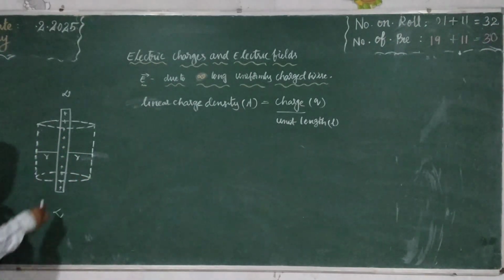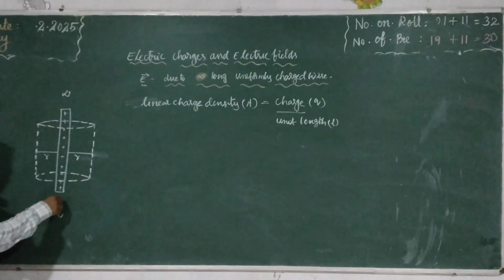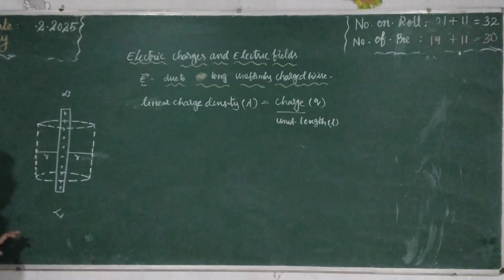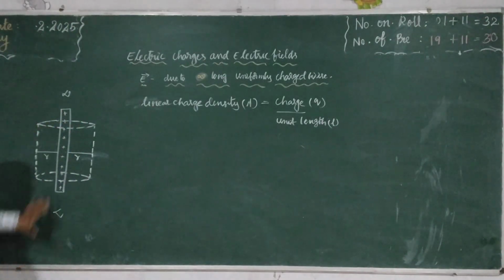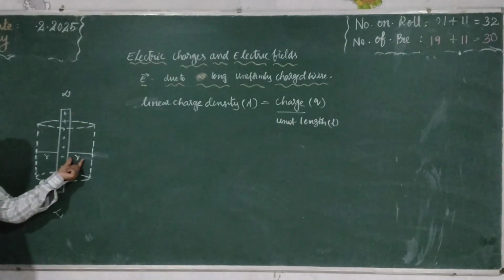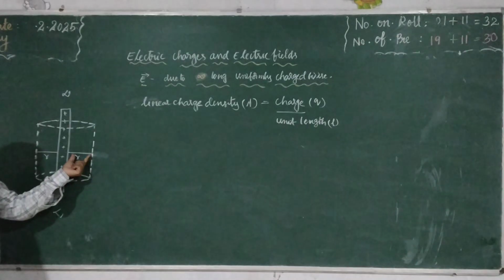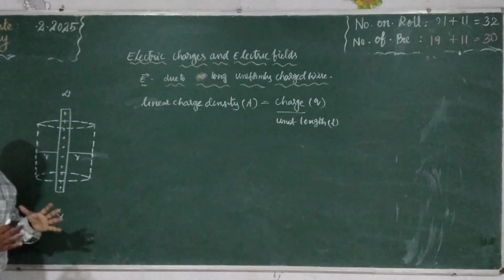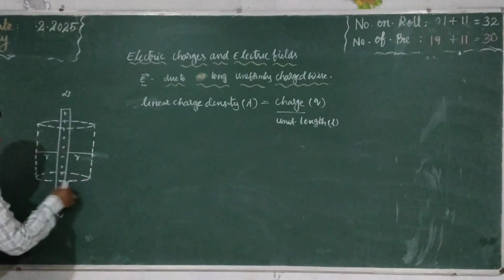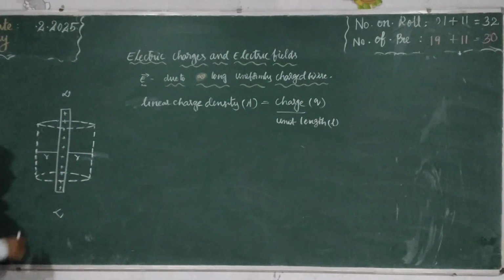First, this is the infinitely long uniformly charged wire. In this one, charge is distributed uniformly, and this is the positive charge. We want the electric field at a distance r from the wire, so we can select a Gaussian surface. See, this is the Gaussian surface for the infinitely long uniformly charged wire.